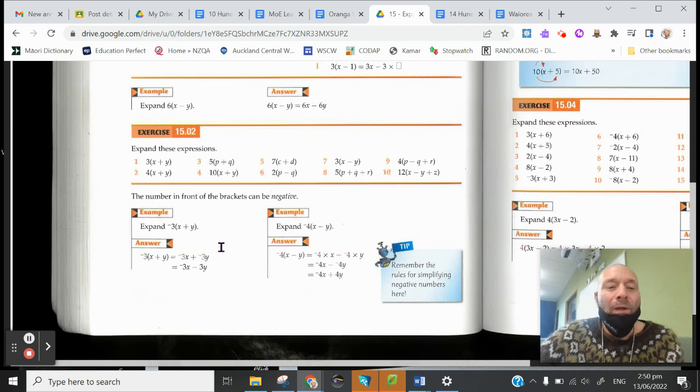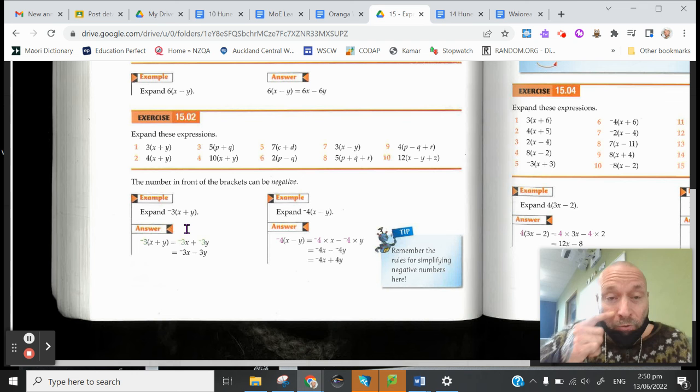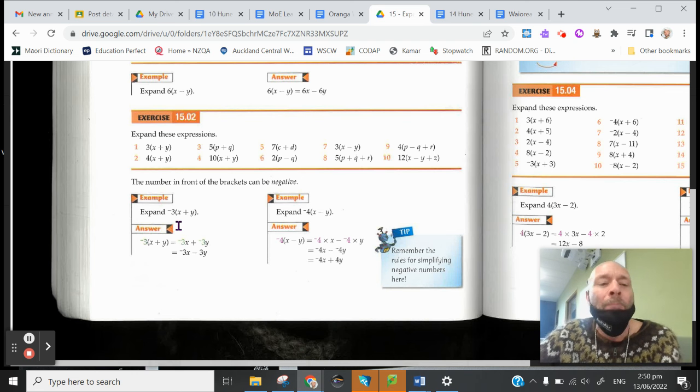Now it is possible that the number in front of the brackets might be negative. So we have negative 3 times the quantity x plus y. And what we're training ourselves to look for here is that the brackets mean to multiply. We have x plus y, but those are not like terms. They can't be added together. So we will have everything inside the brackets, namely the x plus y, each one of those pieces will be, one at a time, multiplied by the negative 3.